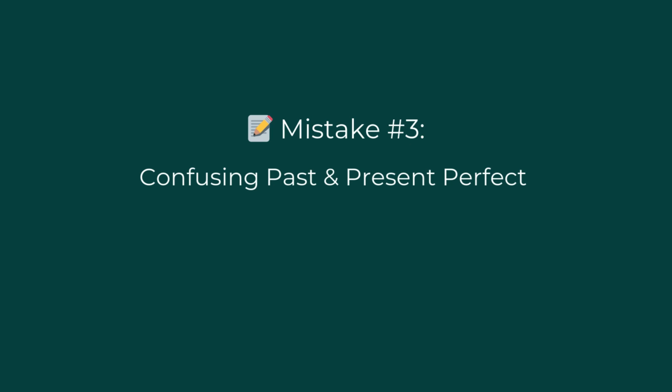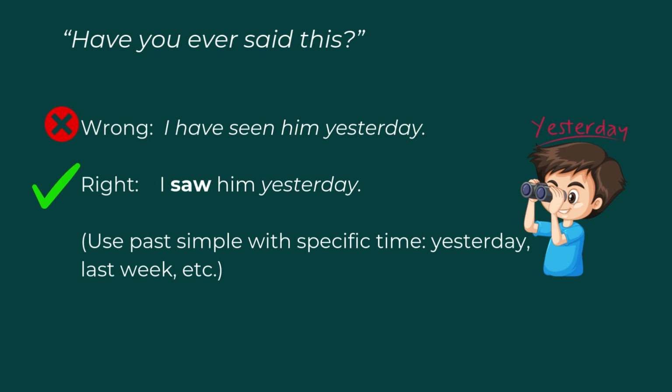Mistake number 3. Confusing past and present perfect. Have you ever said this? Wrong: I have seen him yesterday. Right: I saw him yesterday. We use past simple with specific time, yesterday, last week, etc. So, I saw him yesterday.